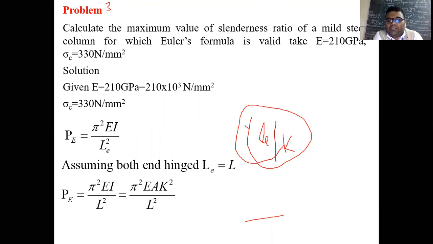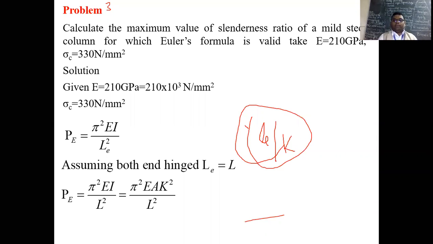Assuming both ends hinged, because it is not mentioned in the question. If nothing is mentioned in the question regarding the end condition of the column, you can assume any of them. The simple one is to assume both ends hinged, where LE is equal to L. You can assume that because it is not given in the question. So P is equal to pi square EI upon L square, is equal to pi square E.